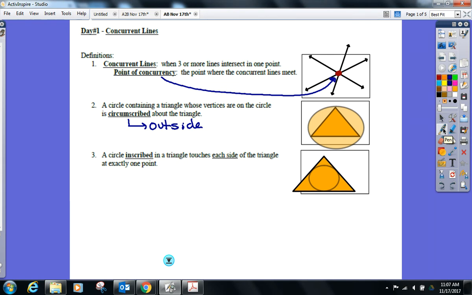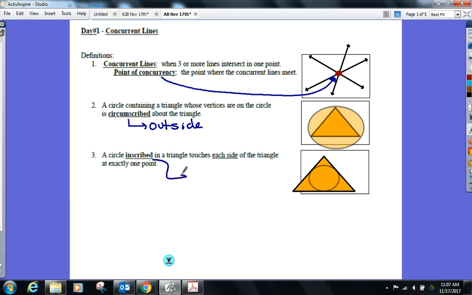Now, because the circle's inside, not outside, I don't want to call it circumscribed anymore. We have a new term for it, which is called inscribed. Inscribed sounds like the word inside, meaning, yes, the circle is inside the triangle now. When I say circumscribed, that means the circle's on the outside. Questions? We all good? Concurrent? Circumscribed versus inscribed. Inscribed: inside. The circle is inside.